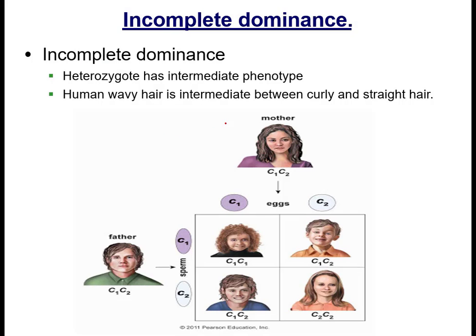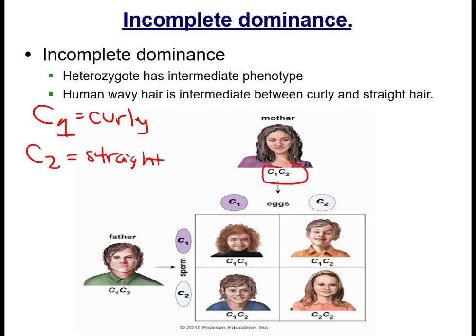So let's look at an example. If this mother had wavy hair, C1 means curly and C2 means straight. For incomplete dominance, we don't always use letters like capital and lowercase letters. They might use something like this, C1 and C2.